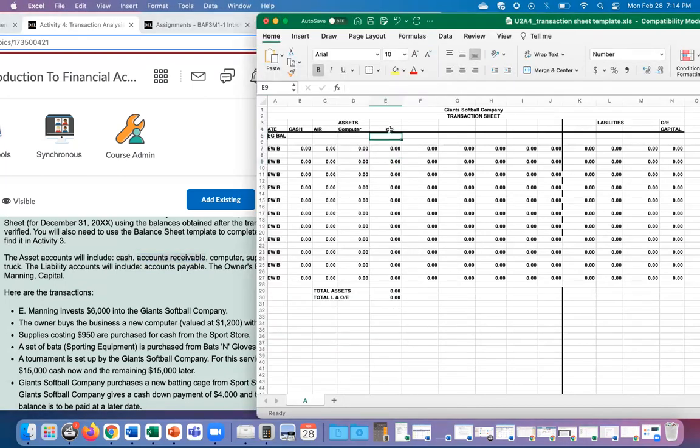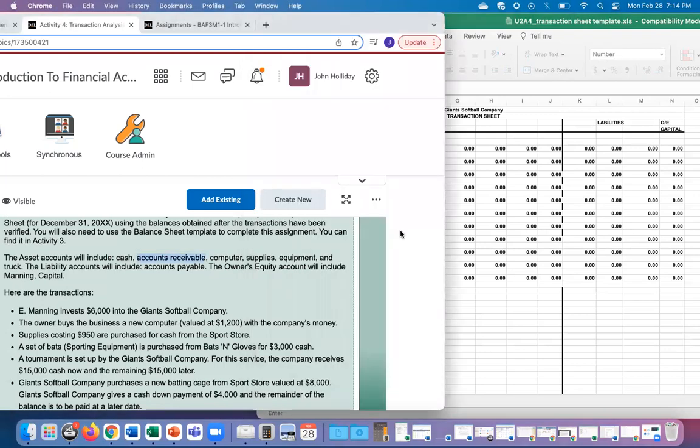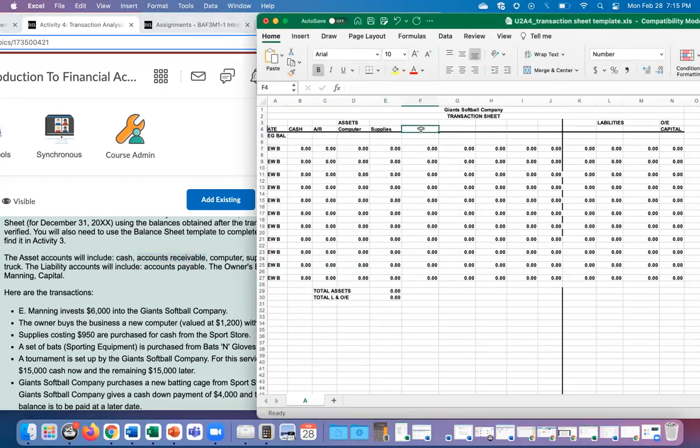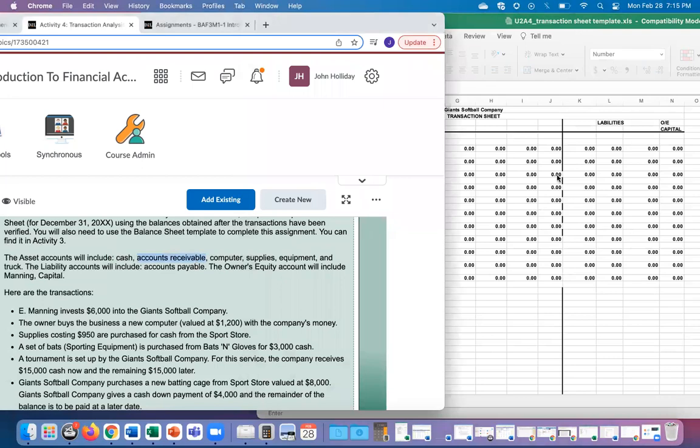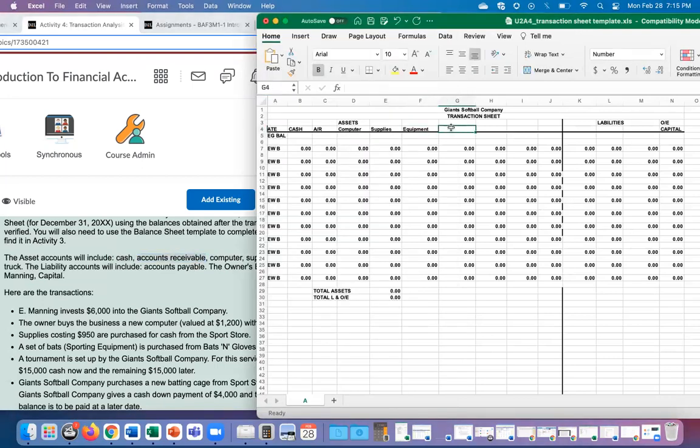Supplies, again, stuff that we own that helps us do our job. Equipment, another asset, stuff that we own that helps us work. And truck. So we own a truck that we use to do our business. So that's also an asset, something that we own that has value.